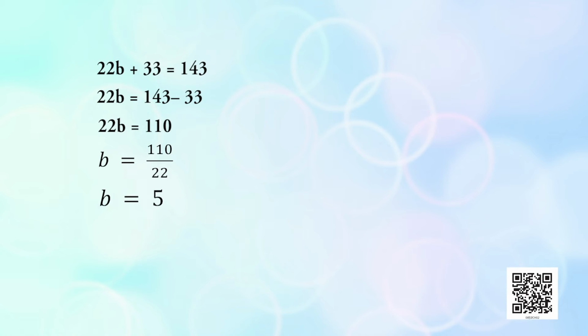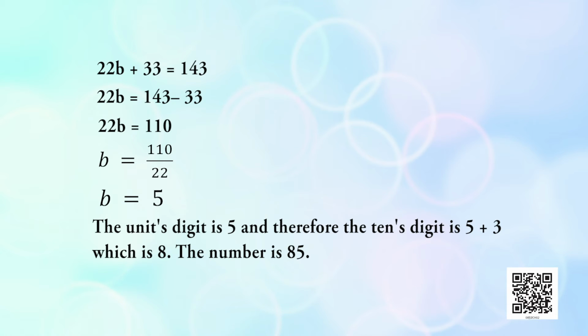That means 22b plus 33 is equal to 143. Transpose the 33 to the right hand side, 22b is equal to 143 minus 33, that becomes 110. Therefore, 22b is equal to 110 means b is equal to 110 divided by 22. Therefore, b is equal to 5. The unit digit is 5 and therefore, the 10th digit is 5 plus 3, that is 8. Therefore, the required number is 85.